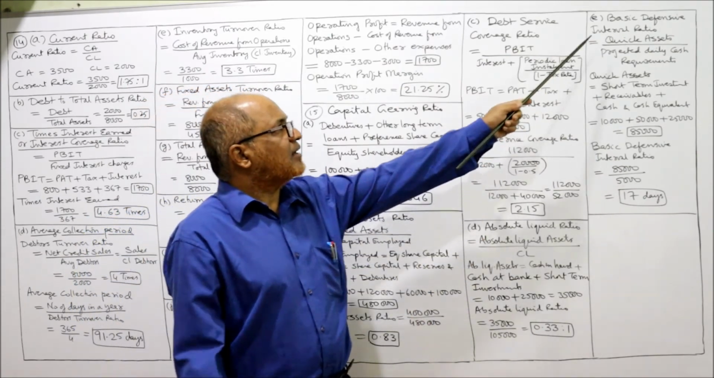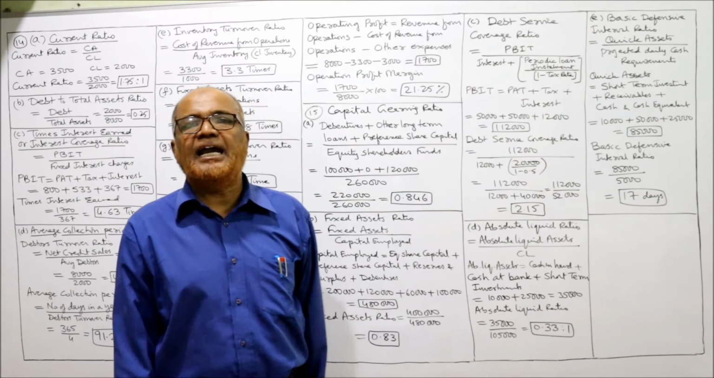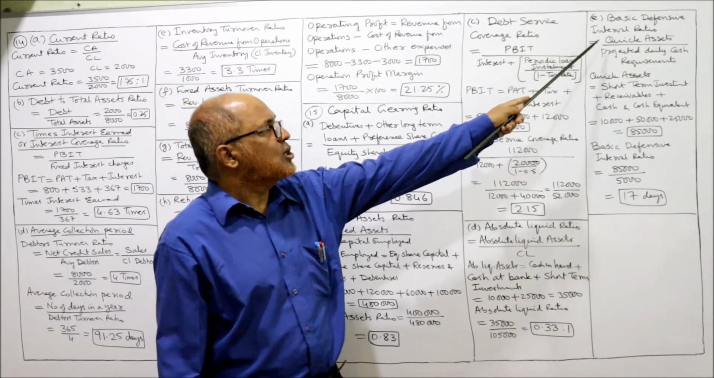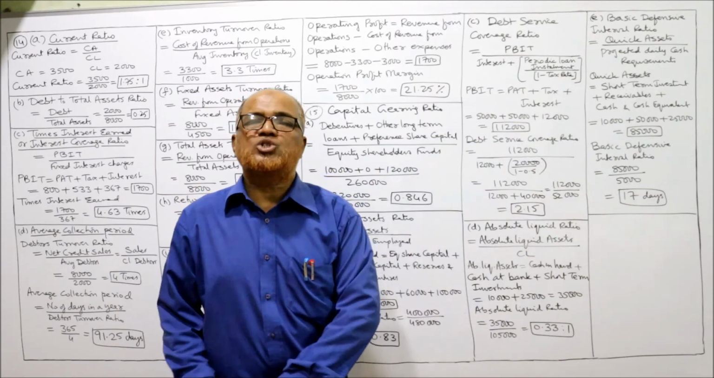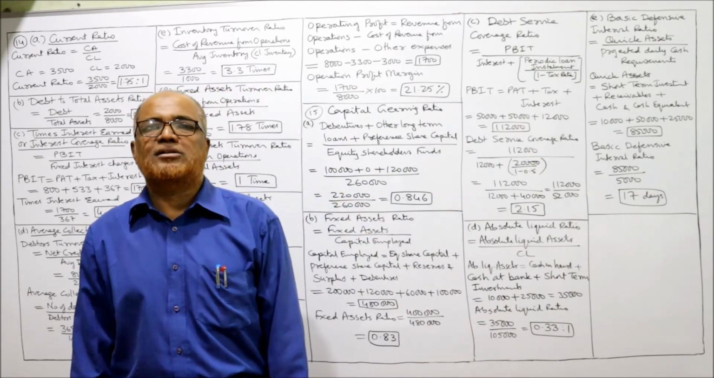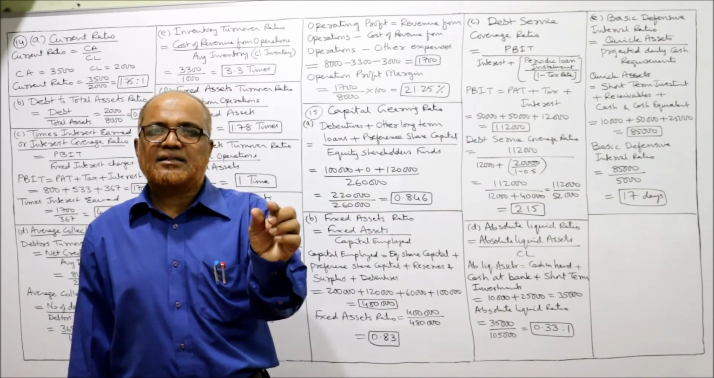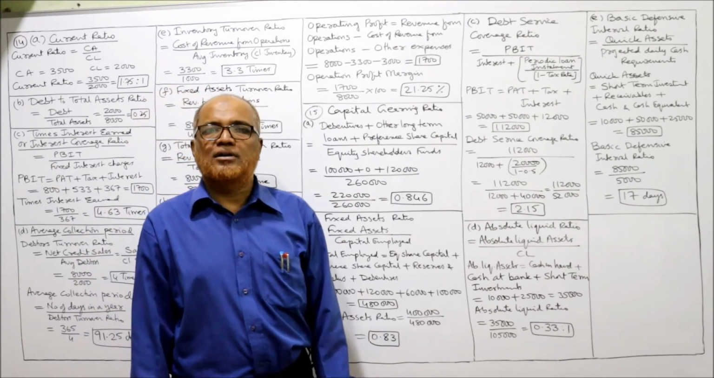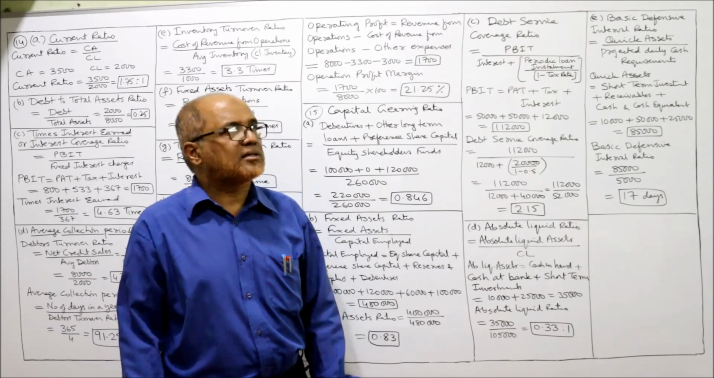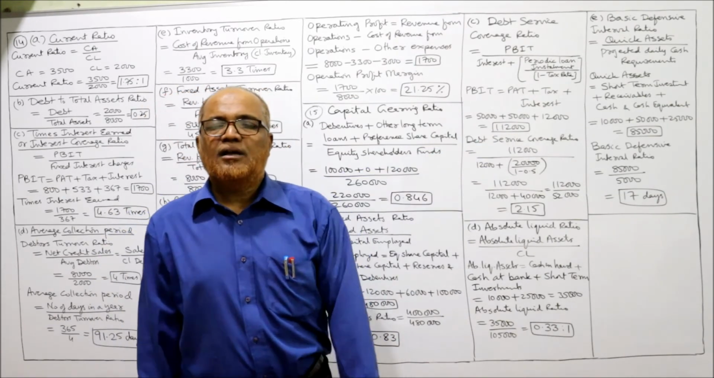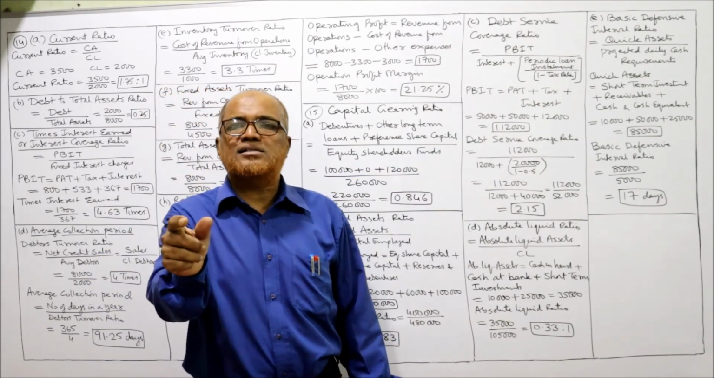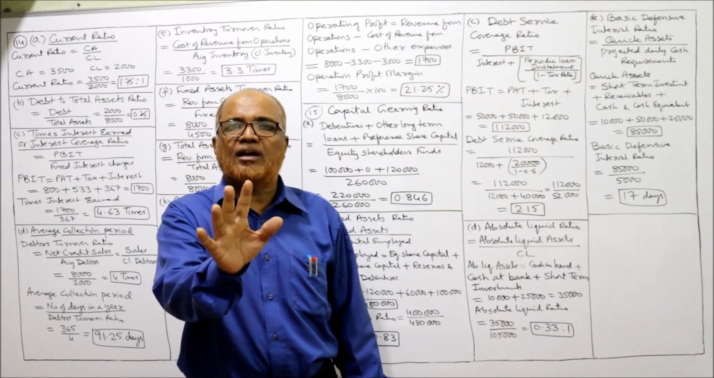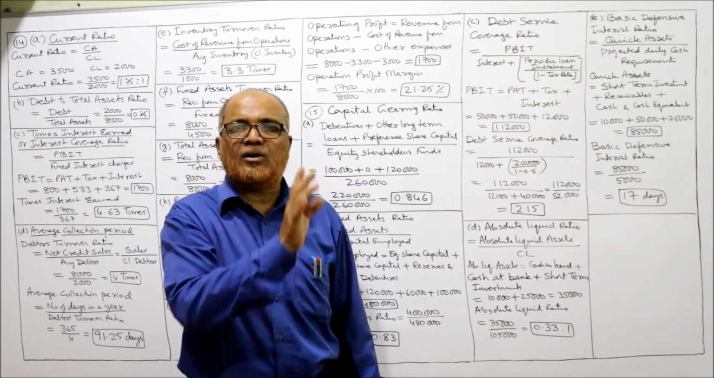The last and final ratio is basic defensive interval ratio. The formula for basic defensive interval ratio is quick assets divided by projected daily cash requirement. And a daily how much cash is required. First of all, quick assets. The quick assets are all current assets except one, that is inventory. Don't take inventory. The remaining assets are the quick assets.